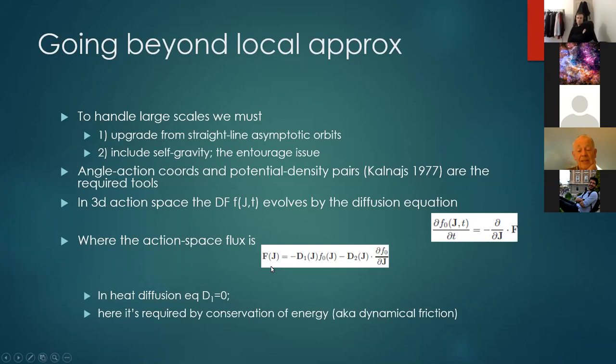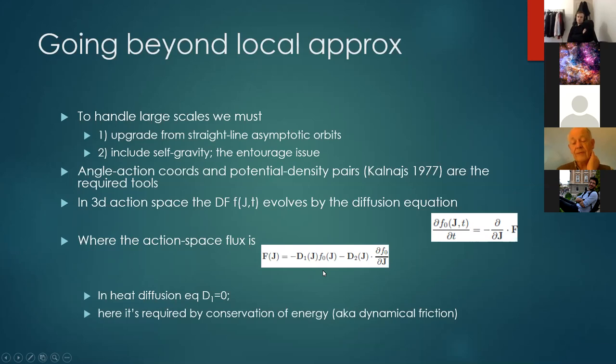This first order diffusion term tells you that there is a flux even when there is no gradient in the distribution function. So if you have a bar at constant temperature, you get no flow of heat. If the gradient of temperature, which is given by this second term, vanishes, the flux of heat vanishes. But in the case of stars diffusing through phase space, even if the gradient of the distribution function were to vanish, there would still be a flux back towards the origin. That's what this is, proportional to the density of stars in phase space.